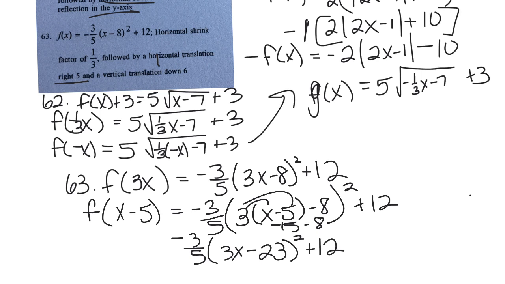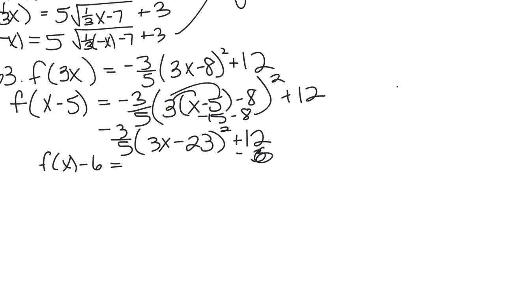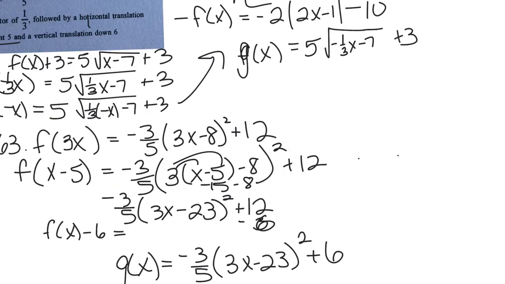And a vertical translation down 6, that's f of x minus 6, which would subtract 6 here. So my final answer, making some room here, is g of x equals negative 3/5 times quantity 3x minus 23 squared plus 6. And that is it.